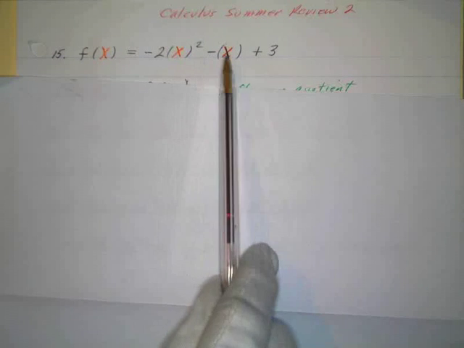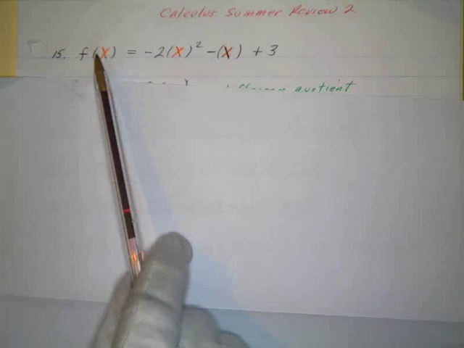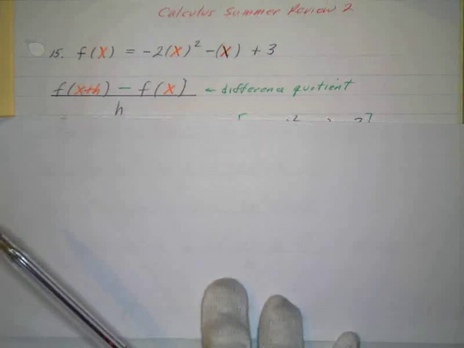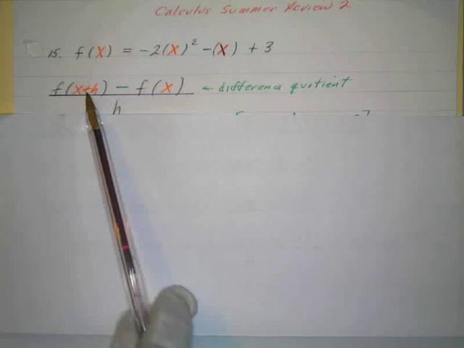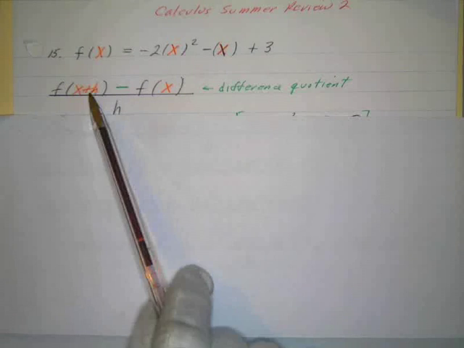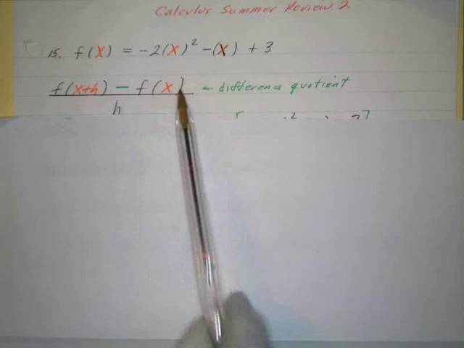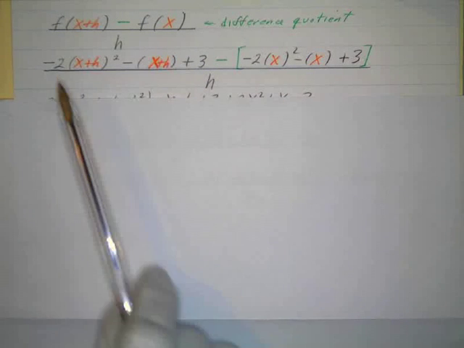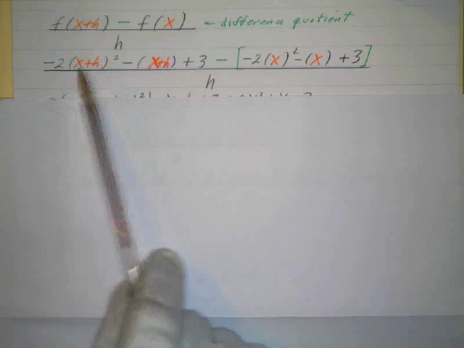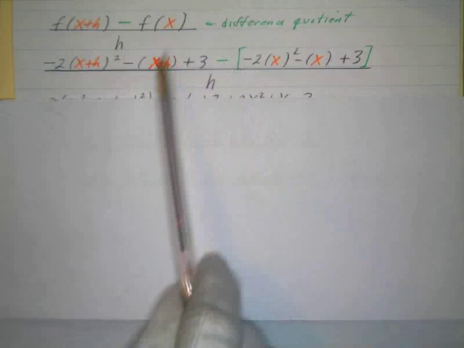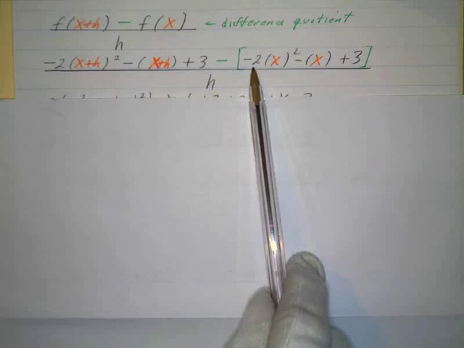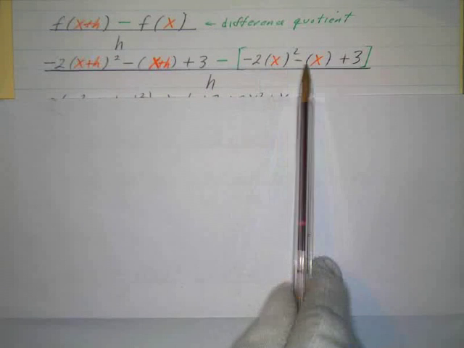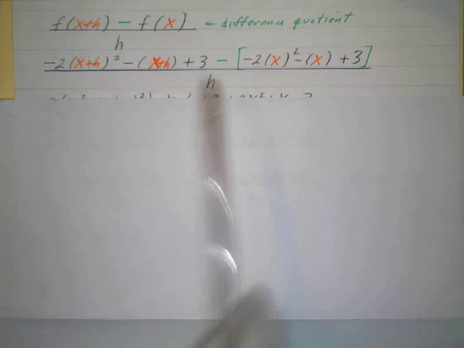Okay, so again, this is my f of x: negative 2x squared minus x plus 3. Every time I write the difference quotient, f of x plus h, every time I see an x there, I'm going to put an x plus h, minus the f of x. So there's my initial substitution. I want to be careful on this one. So this is negative 2 times (x plus h) squared minus (x plus h) plus 3, and then minus the original function, negative 2x squared minus x plus 3, all over h.